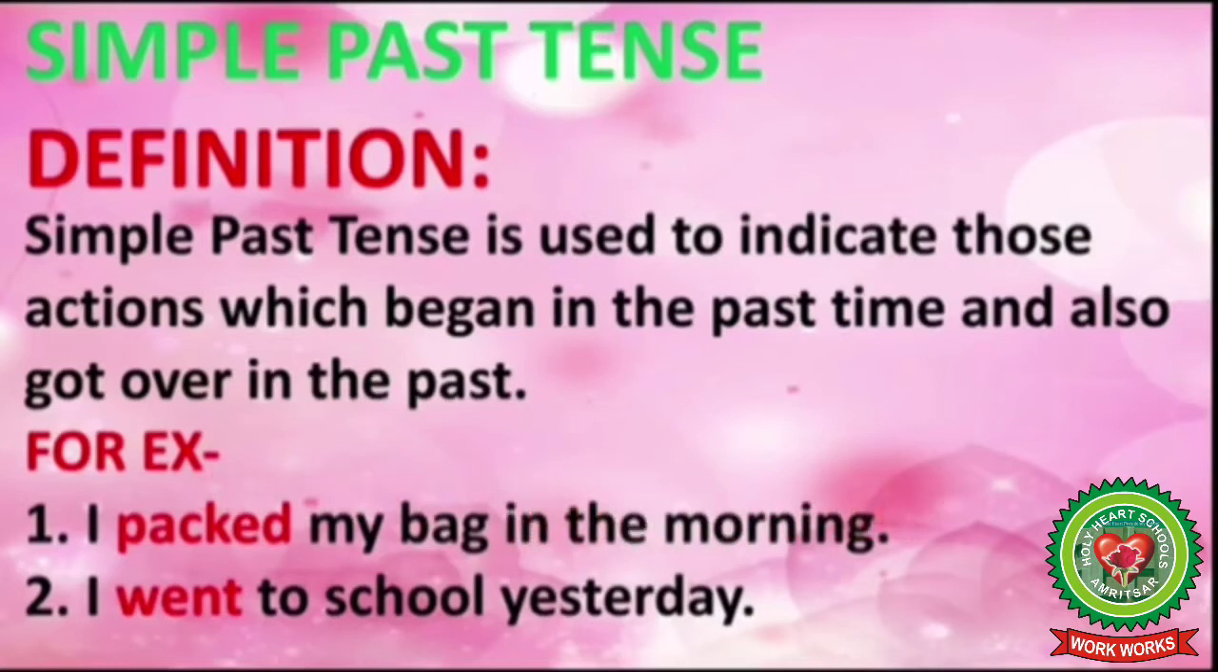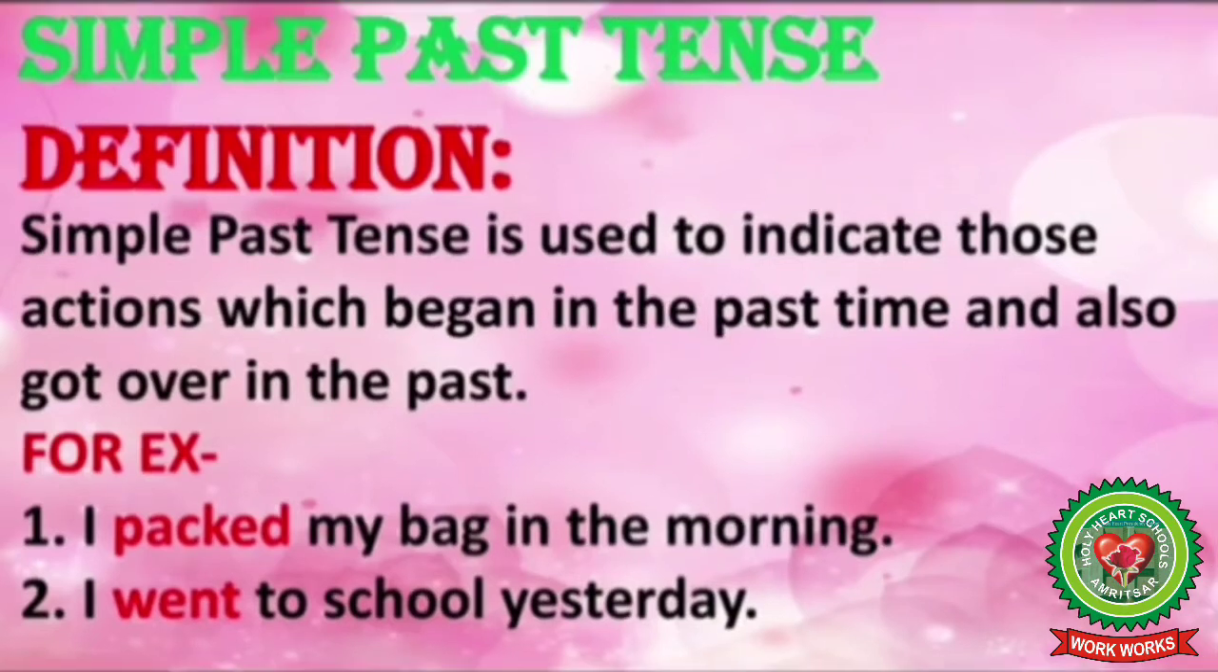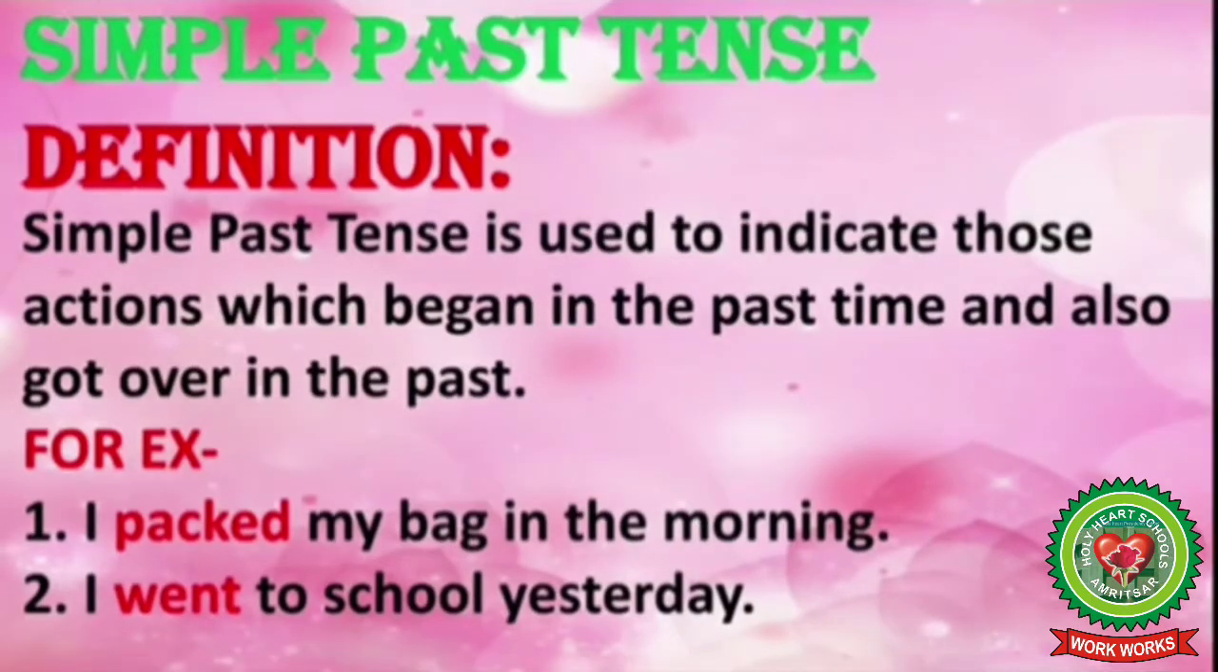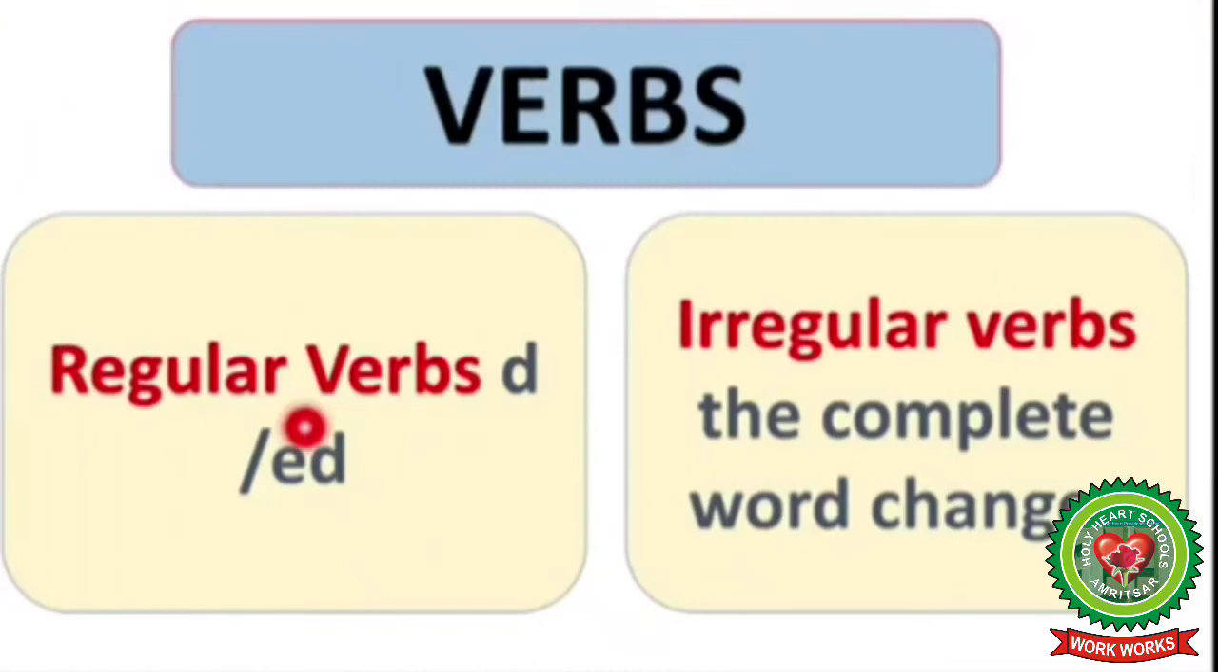I went to school yesterday. Here, packed and went are the main verbs. Students, verb has a very important role in tenses. They are of two types, regular and irregular. Regular verbs are formed by adding d or ed to the main verb, and in irregular verbs the complete word changes.